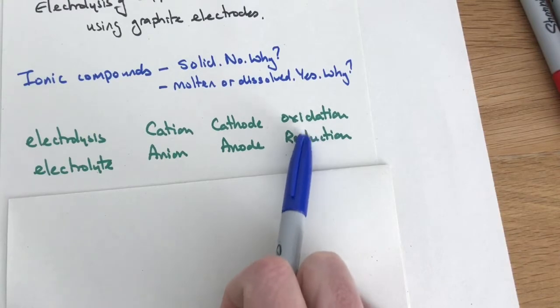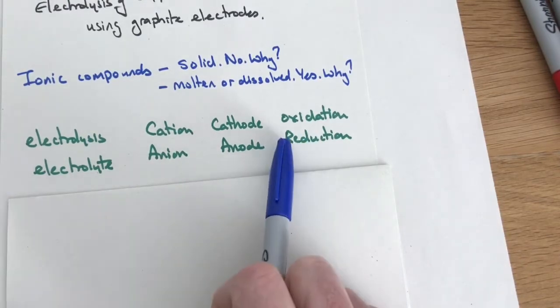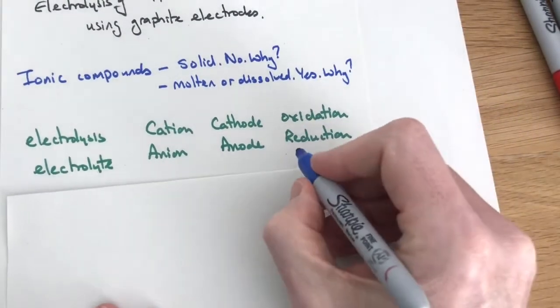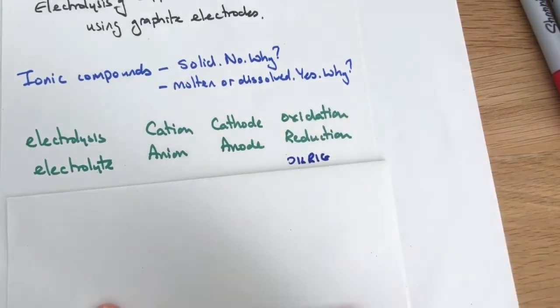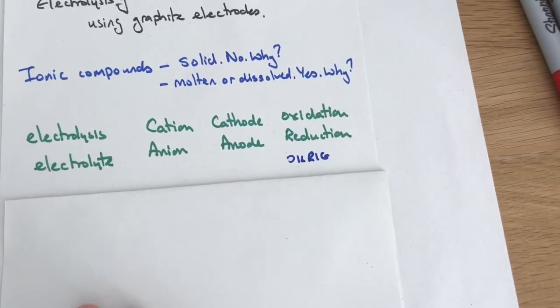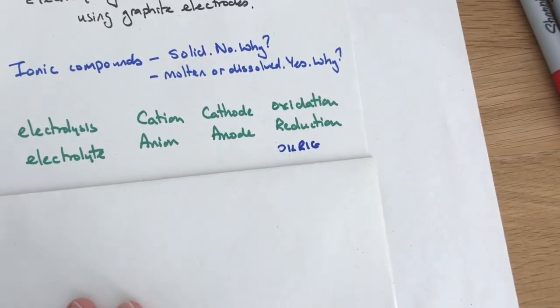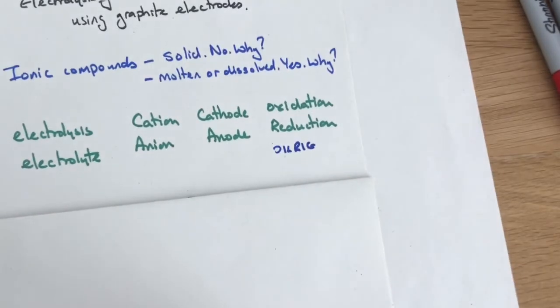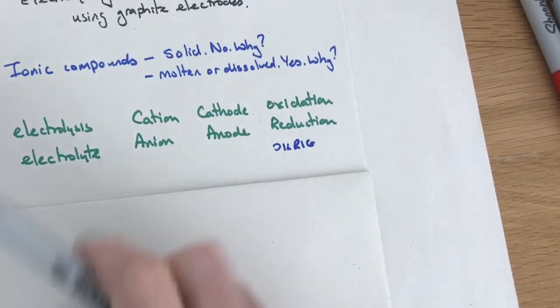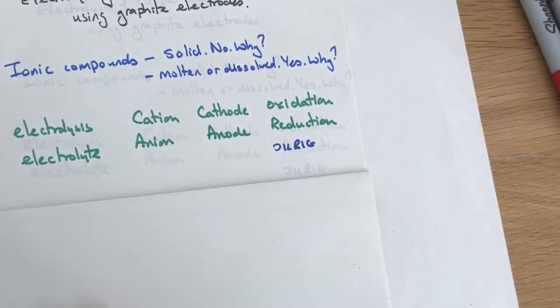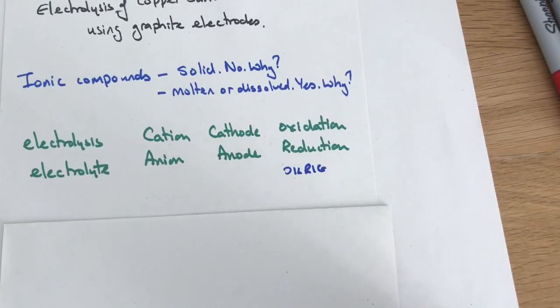Oxidation and reduction. Remember, this is about electrons. It's probably worth sticking another word in there, and the word I'm going to put in there is OIL RIG. So oxidation is loss of electrons, reduction is gaining electrons. So that's your little recap of some key terminology. We're now going to go into the video to explain how we apply this to the example of the electrolysis of copper sulfate.